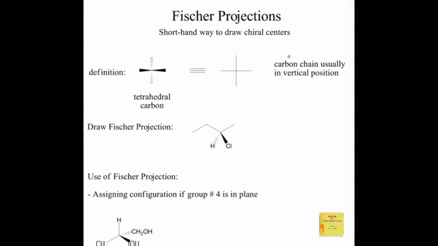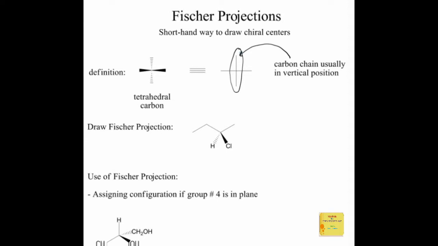Okay? And by convention, the carbon chain is usually drawn in this vertical position. So although you can look at a tetrahedral carbon this way or this way, there's a few different points of view you can have. If this was the carbon chain, usually we put that in the vertical position. We'll see lots of examples of this.